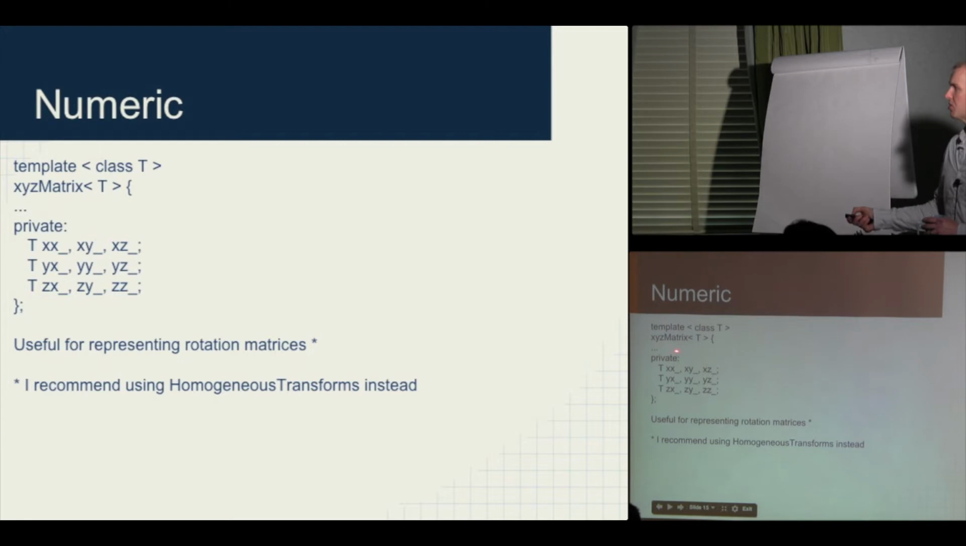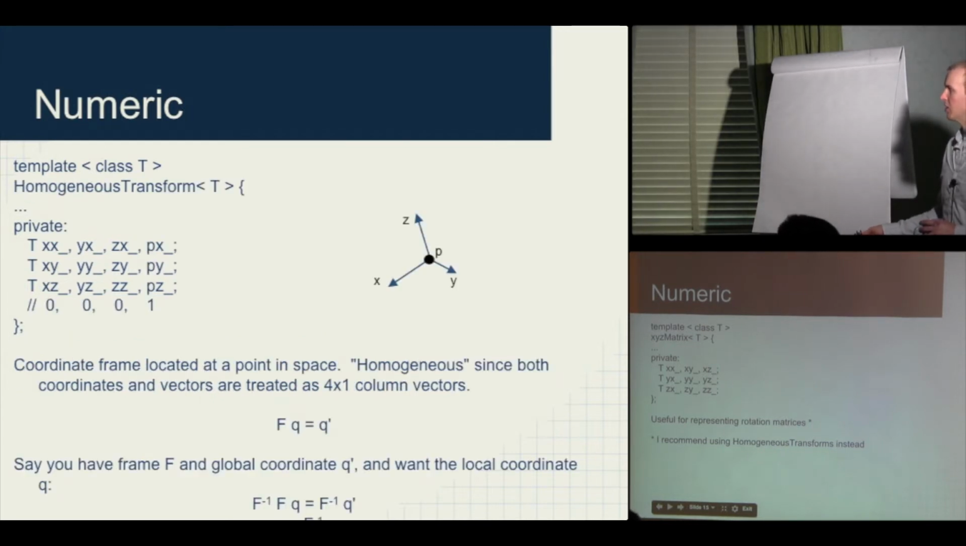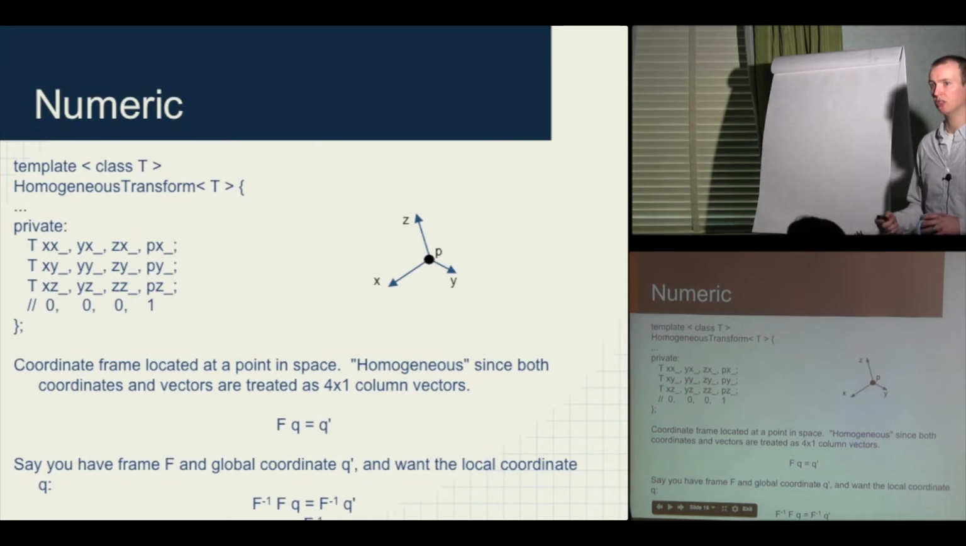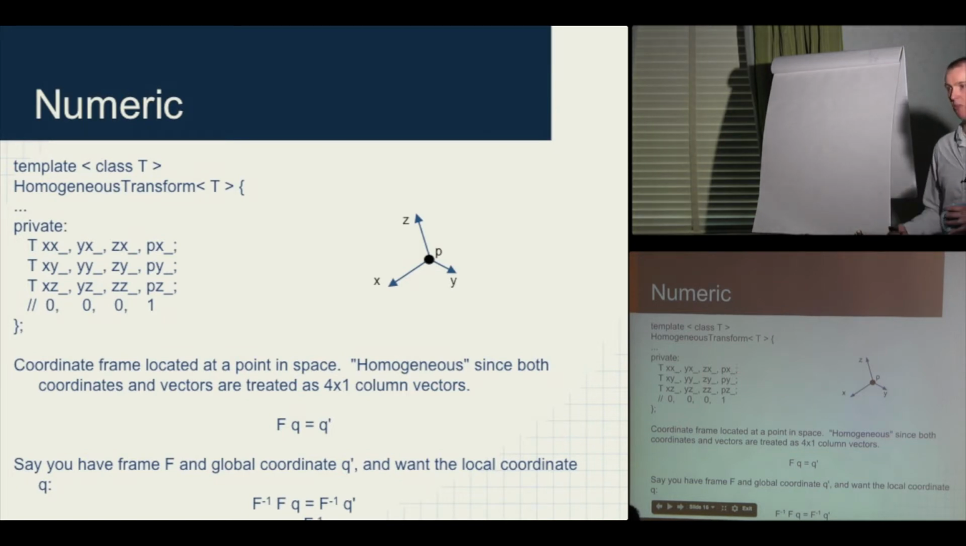XYZ matrix is useful for representing rotation matrices, though I personally recommend using homogeneous transforms, which are this combination of rotations and translations into a single class. So instead of having one object for your rotation and a separate object for your translation, you put them in the same object. This is basically a 4x4 matrix, except the bottom row is 0, 0, 0, 1, so you don't actually need to allocate this bottom row. But then you can treat it just like a 4x4 matrix.